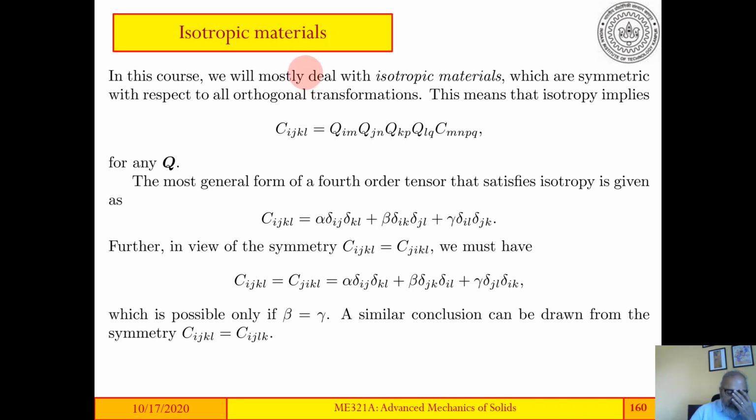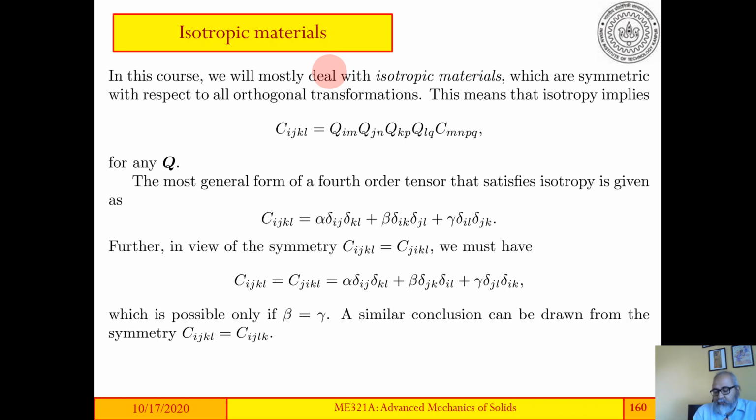So we had learnt about materials which have just one plane of symmetry, monoclinic materials. Then we have learnt about orthotropic materials which have three planes of symmetry. And then transversely isotropic materials which has a single plane of symmetry but is completely symmetric, completely isotropic in the other two planes.